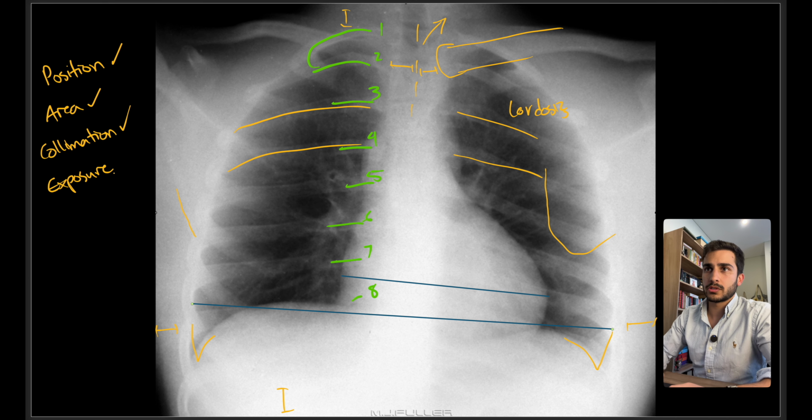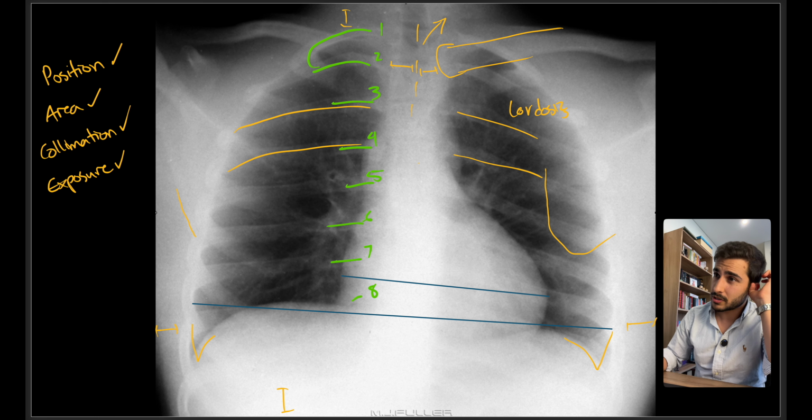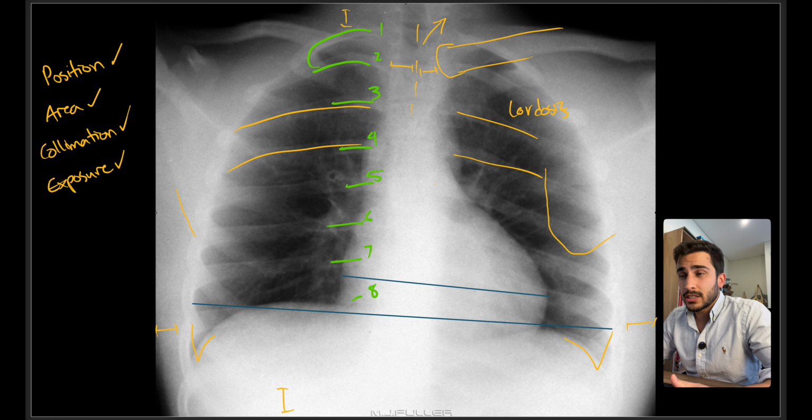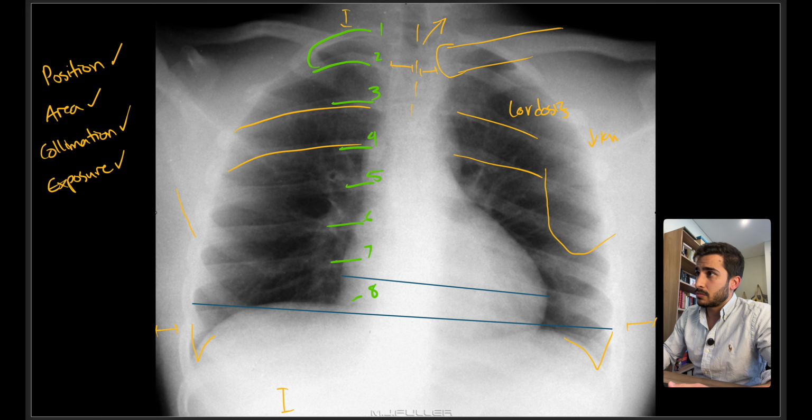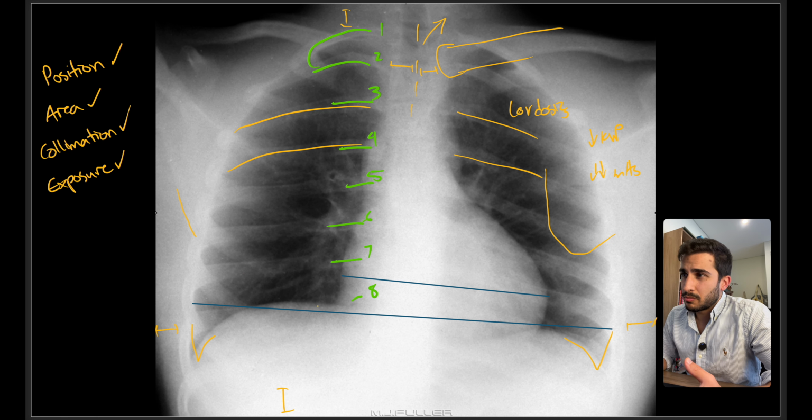Anyways, go back to exposure. We say that the exposure doesn't really look good. Okay, it seems to be quite contrasty, very noisy in its quantum mottle. So I would say, low kVp and also very low mAs. Okay. It's not necessarily blurry, although it kind of looks like it is in some areas.